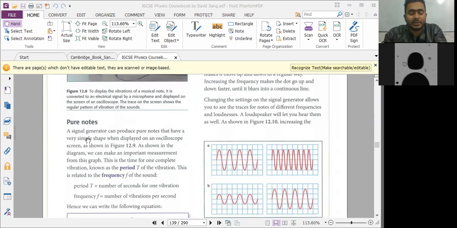We were reading: a signal generator can produce pure notes that have a very simple shape when displayed on an oscilloscope screen as shown in figure 12.9. As shown in the diagram, we can make an important measurement. This is the time for one complete vibration, known as the time period of the vibration. This is related to the frequency f of time period t: the number of seconds for one vibration. Frequency is the number of vibrations per second. Yes, so frequency is clear.